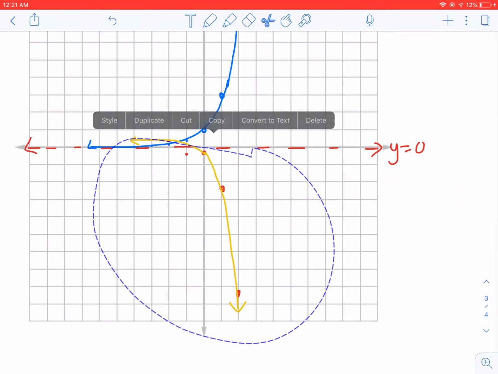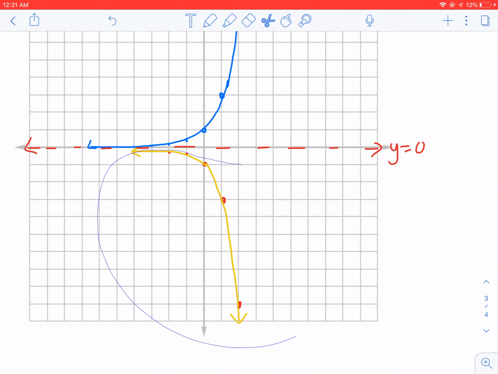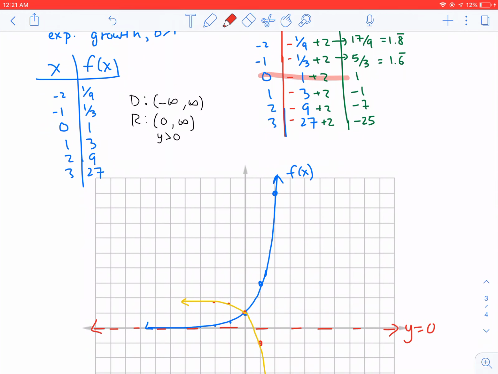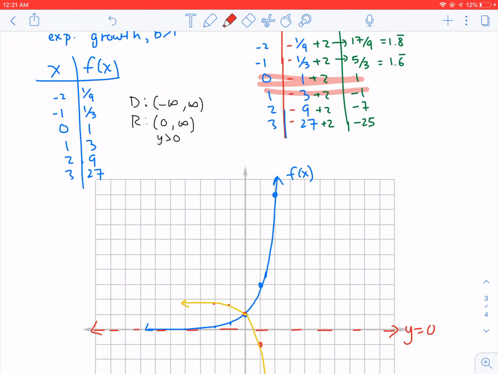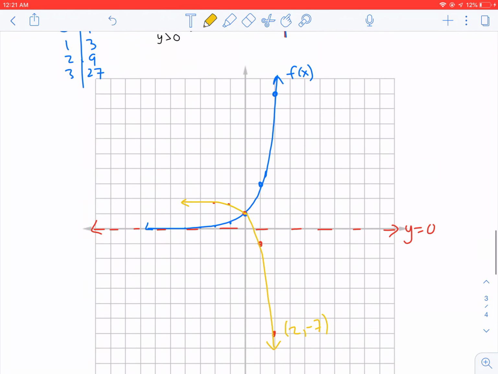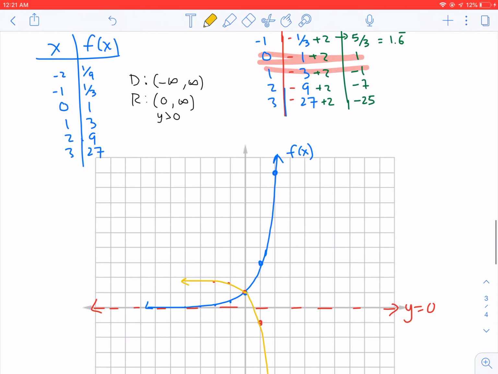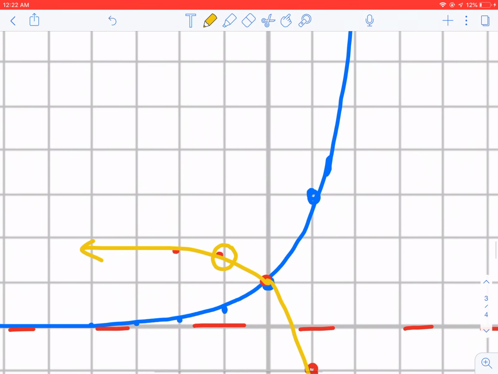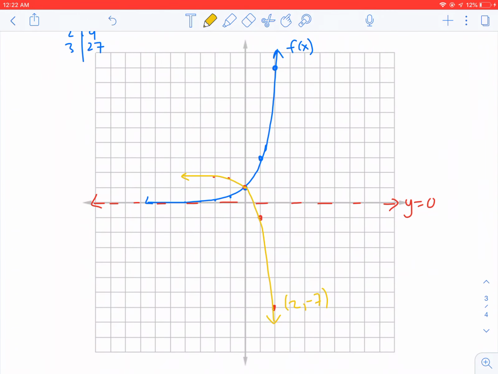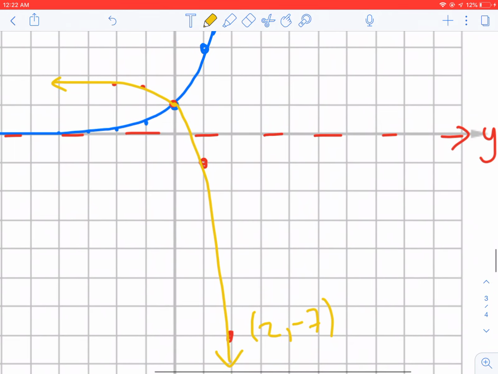Now I'm going to shift it up 2 units. I missed the point. So hold up, 1, 2. 2 units up. Should look something like that. Let me check my coordinates. Yes, I have 0, 1. I have 1, -1. That is 2, -7 over here. Which means that this is -1, 1.6, -2, 1.8 repeating, etc. Alright, so what did we just graph? We just graphed g of x.